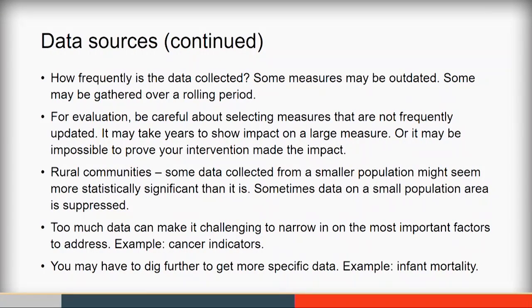A lot of times too much data can make it challenging to narrow in. An example of this was cancer indicators for our county. I have lots of cancer indicators for our county, and a lot of them were not very good for the county. So we didn't want to just put cancer as a priority on the needs assessment. Should we look at cancer? Well, what type of cancer?